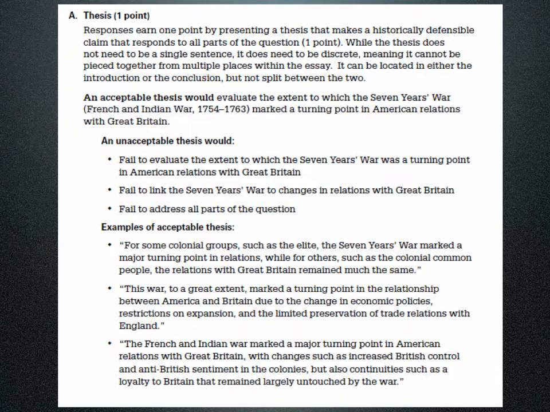And then finally, the last example: the French and Indian War marked a major turning point in American relations. Changes such as increased British control, anti-British sentiment, and continuities such as loyalty to Britain remain largely untouched by the war. So this last thesis actually focuses in on categories of change and gives a preview and divides that into subcategories: increased British control, anti-British sentiment, and continuities, things that stayed the same, such as loyalty to Britain. And some of this remained intact even through the war.